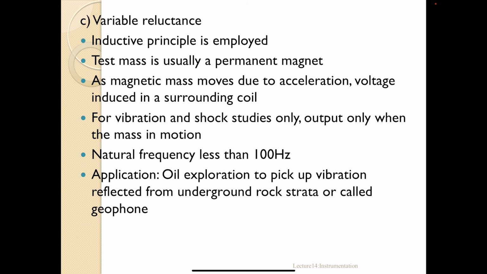Here the inductive principle is employed. Again, the seismic mass is usually a permanent magnet. When the magnetic mass moves due to the acceleration, a voltage is induced in a surrounding coil. This kind of accelerometer is used for vibration and shock study. It only produces an output when there is a motion of the mass. The natural frequency is less than 100 Hz. The application is commonly in oil exploration to pick up vibration reflected from ground rock strata, called a geophone.